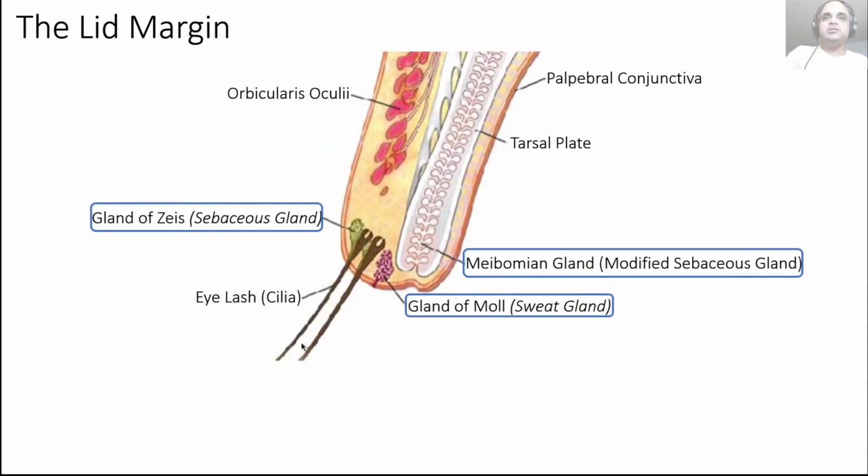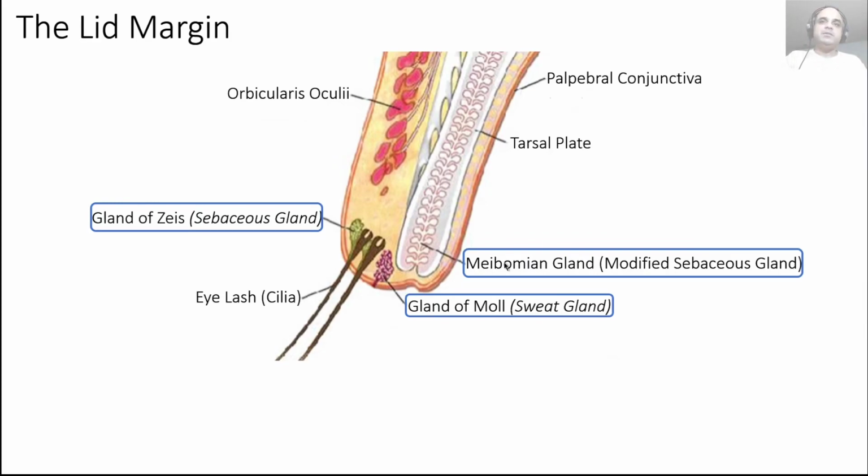This is a cross section of the lid, and what I'm showing you are the various glands and this eyelash that are going to be producing these benign swellings. So we have the gland of Zeiss, which is a sebaceous gland associated with the eyelash. This is basically the oil producing gland of the eyelash. Glands of Moll are apocrine sweat glands, and they are located at the anterior lid margin.